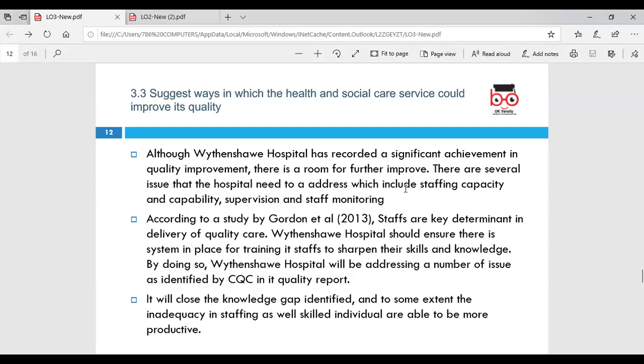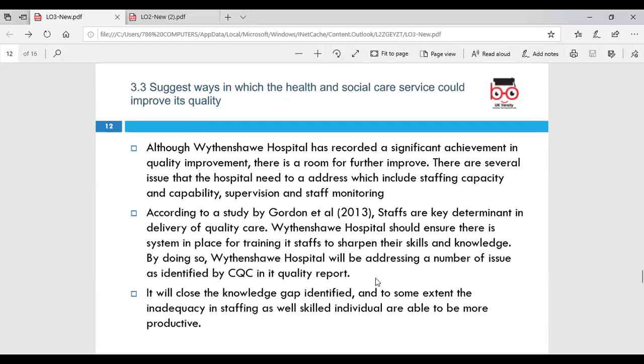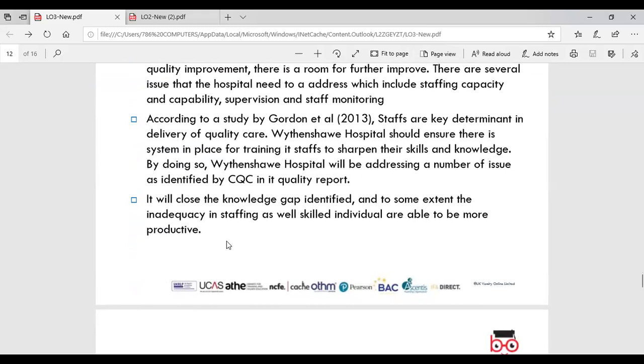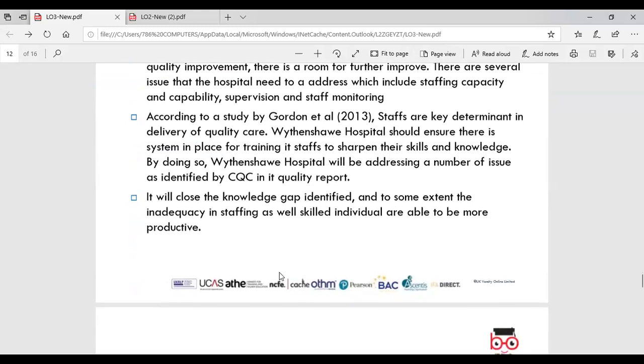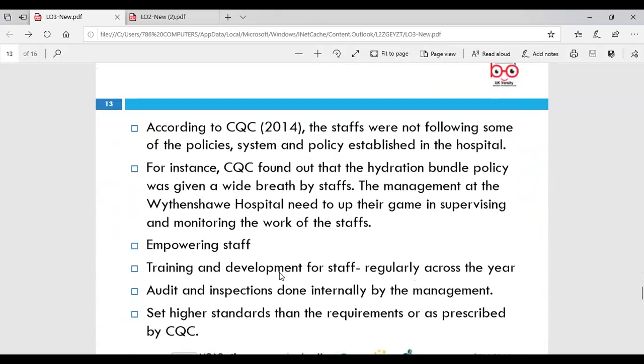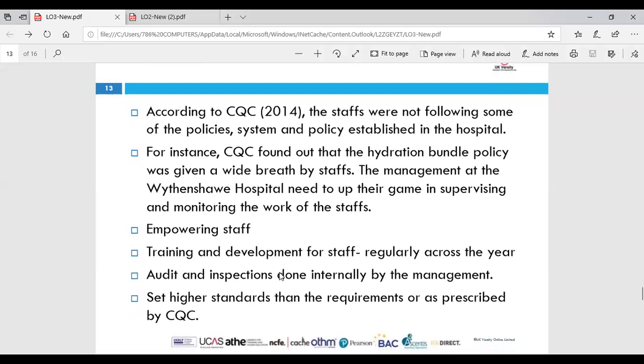So Shaw Hospital should ensure that there is a system in place for training its staff to sharpen, improve and enhance their skills and their knowledge. Because if you're using resources, it's of no use if the staff doesn't have the ability, skills and knowledge to use these resources. So this hospital will address a number of issues as identified by CQC in its quality report. This was mentioned by Gordon et al. This would close the knowledge gap that is identified. Inadequacy of the staff would also be addressed, and skilled staff will be more able to perform in situations where resources are available but the staff cannot use them because they don't have the capacity.